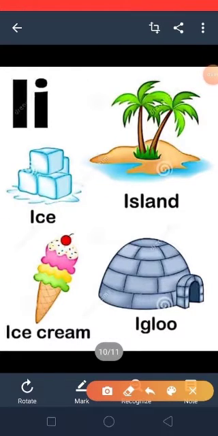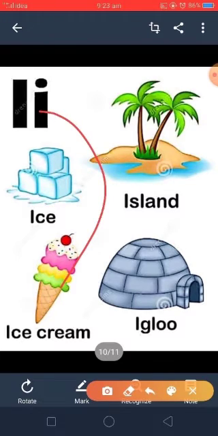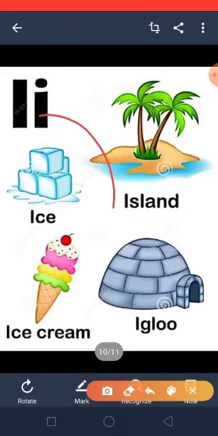Capital I is written as small i. That is I for island, I for ice, I for ice cream, I for igloo.